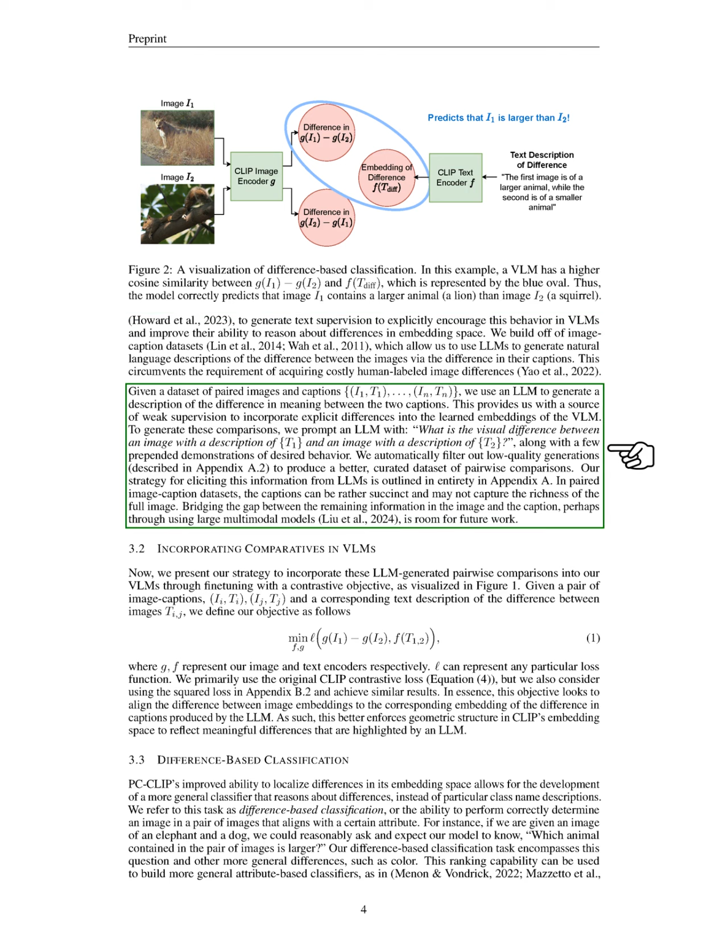For a dataset of paired images and captions, we use an LLM to generate descriptions of the differences in meaning between the captions. This provides weak supervision to help incorporate explicit differences into the VLM's learned embeddings. We prompt the LLM with a question about the visual differences between images based on their descriptions, along with examples of desired responses. We also filter out low-quality outputs to create a curated dataset of comparisons.